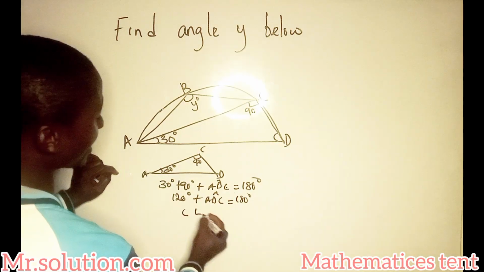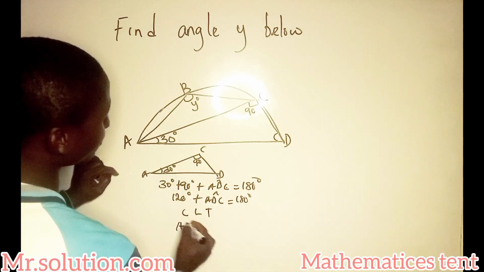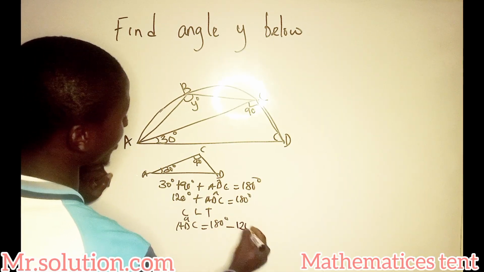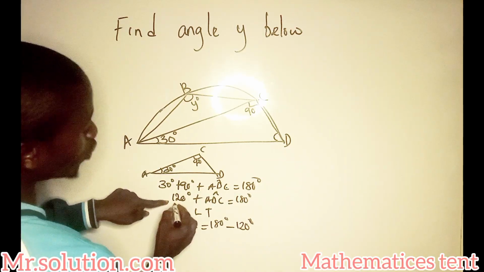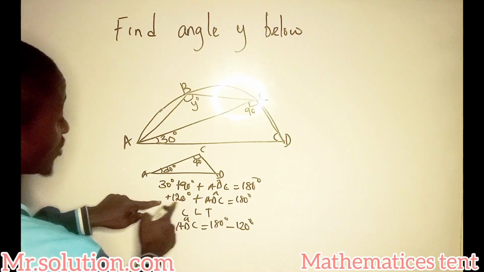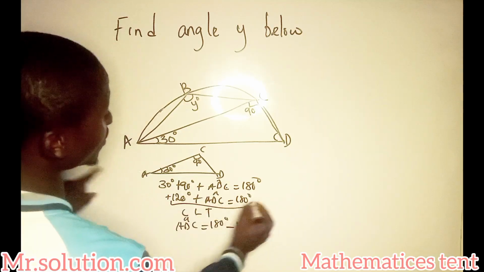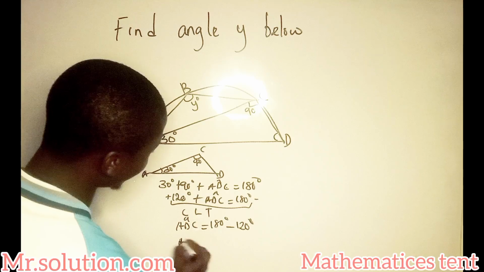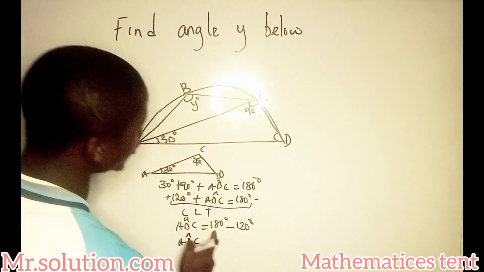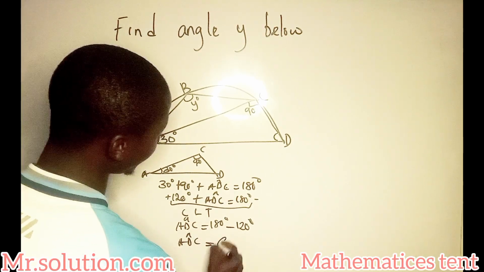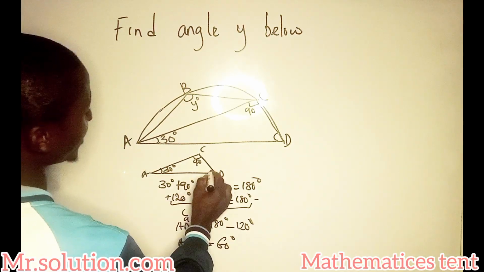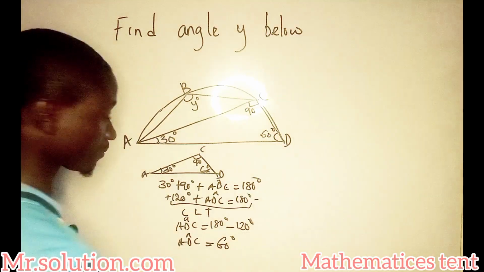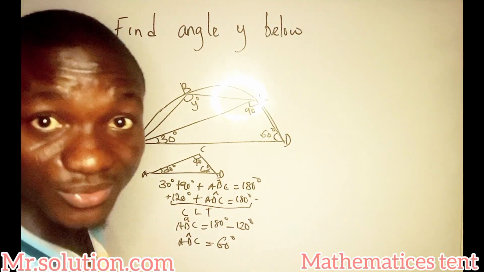We collect like terms. We have ADC equals 180 degrees minus 120 degrees. How? When the plus 120 goes to meet 180, the plus becomes negative. That's how we get negative 120 degrees. Now we have angle ADC equals 180 degrees minus 120, which gives us 60 degrees. Now here is 60 degrees, which is also here 60 degrees. Hope you are following.